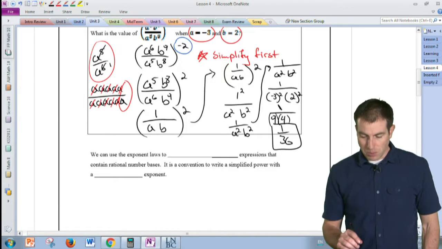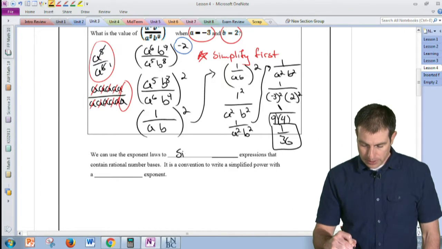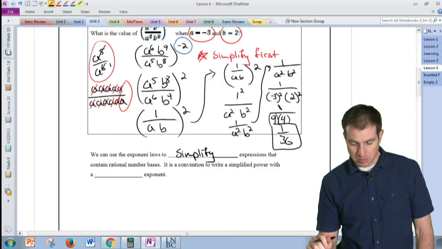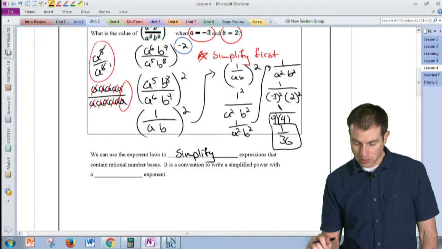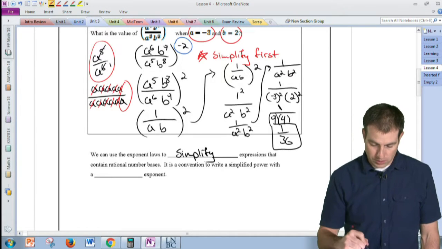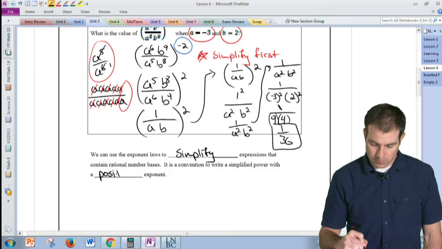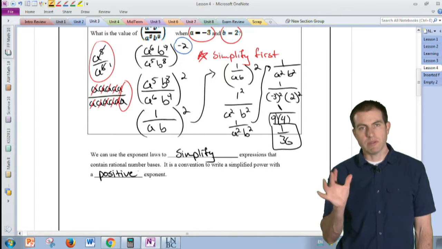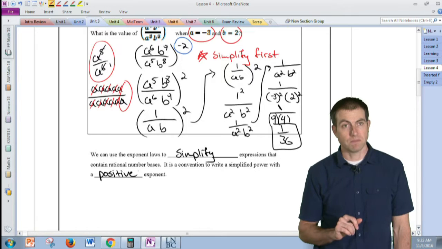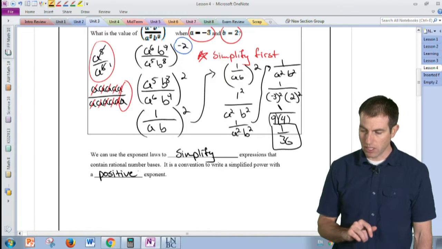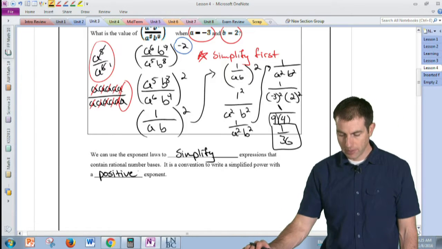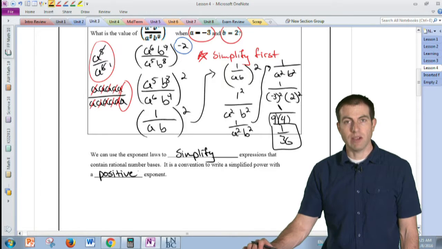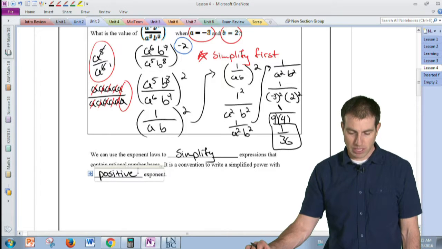All right, we can use the exponent laws to simplify expressions that contain rational number bases. It's convention to write simplified powers with a positive exponent. What does that mean? It means that we'll never have negative exponents in our answers. They'll always have positive exponents, never negative. Kind of like we never have a radical in a denominator. Same sort of mathematical principle.